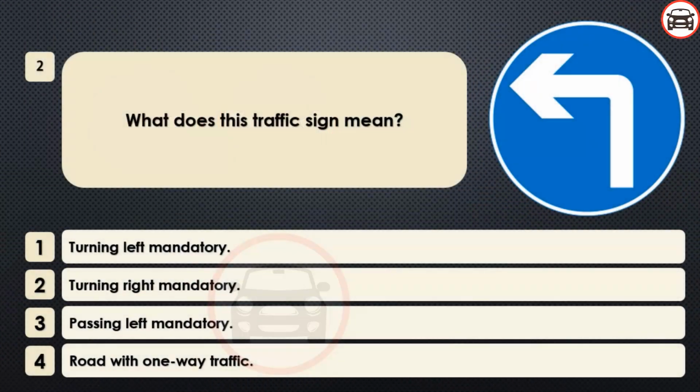What does this traffic sign mean? 1. Turning left mandatory. 2. Turning right mandatory. 3. Passing left mandatory. 4. Road with one-way traffic.